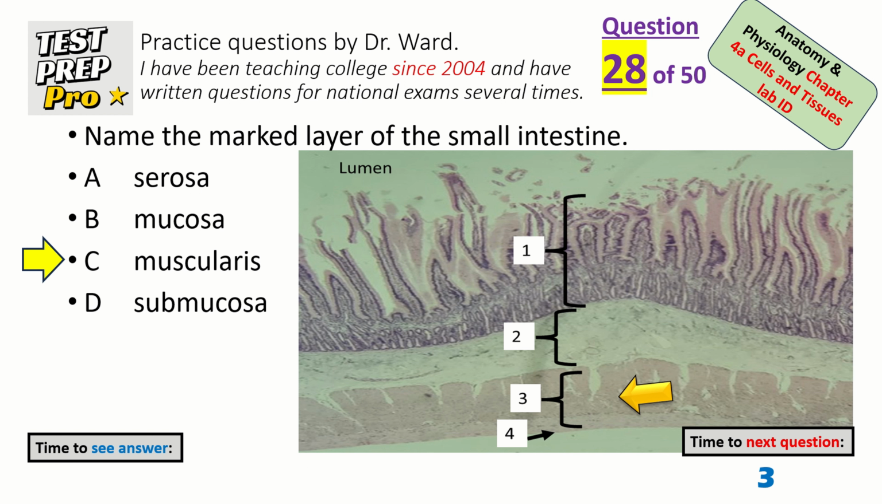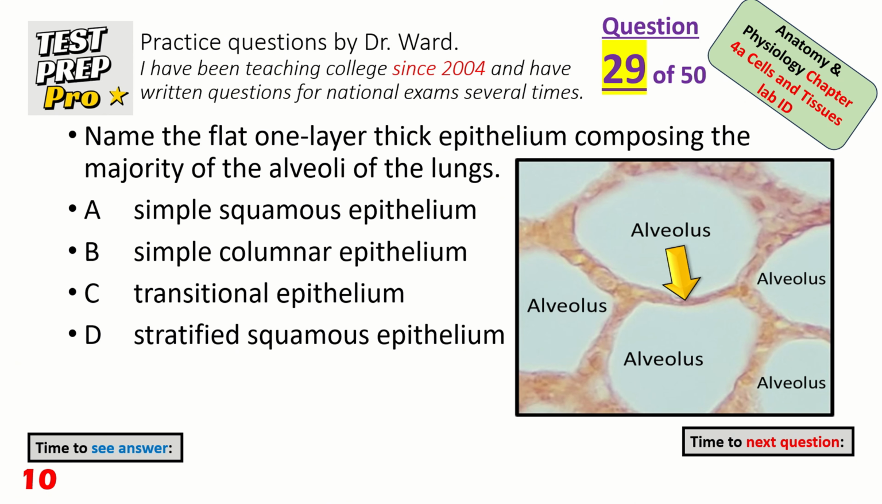Muscularis. Name the flat, one-layer thick epithelium composing the majority of the alveoli of the lungs. This is where you do a lot of gas exchange across. Simple squamous epithelium.